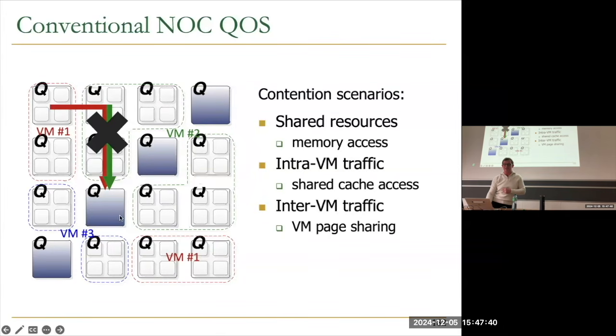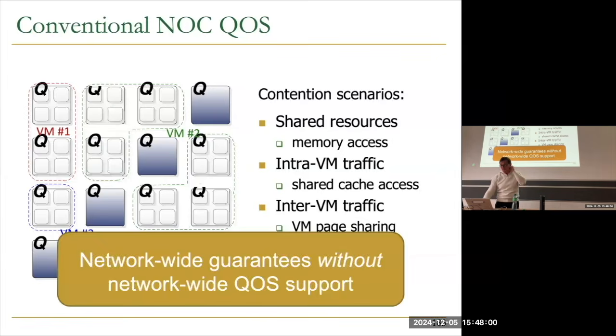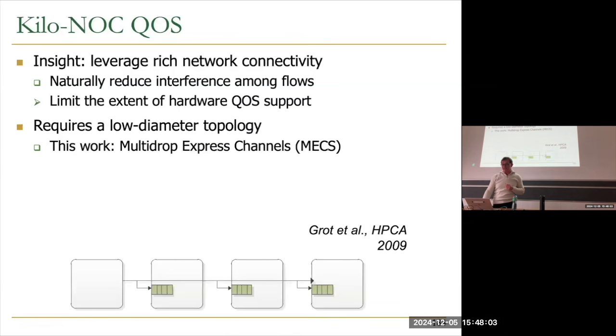This virtual machine tries to access the shared resource, but it has no way of accessing that shared resource by going through another virtual machine's resources, let's say, or another virtual machine's physical nodes. As a result, all of the routers everywhere need to provide some sort of quality of service. Does that make sense? And we wanted to reduce that. Okay, so basic insight over here is to leverage rich network connectivity, which naturally reduces interference among flows. And this also limits the extent of hardware quality of service support. But of course, this requires a low diameter topology like we've discussed in the last lecture.